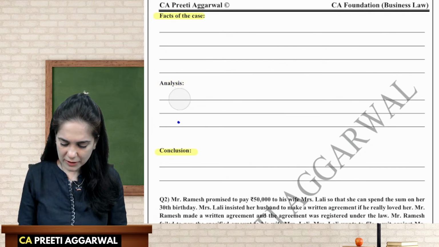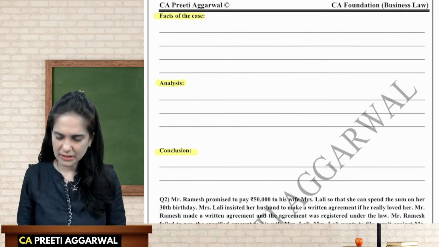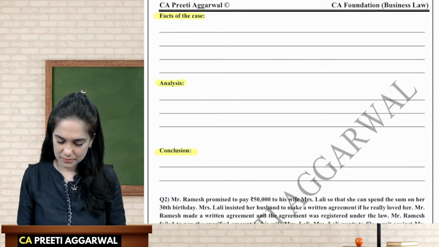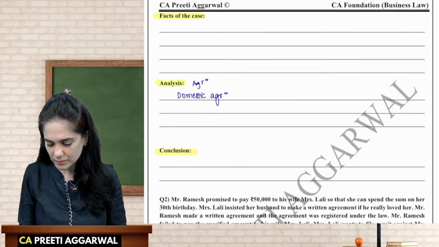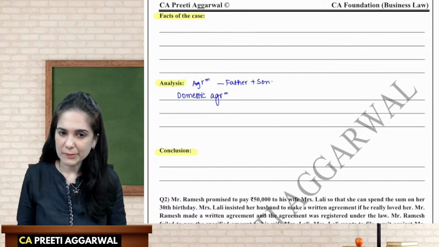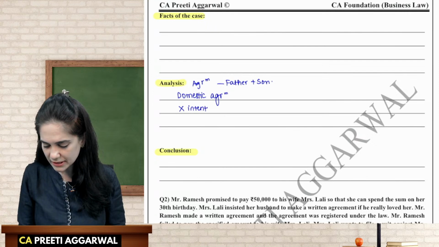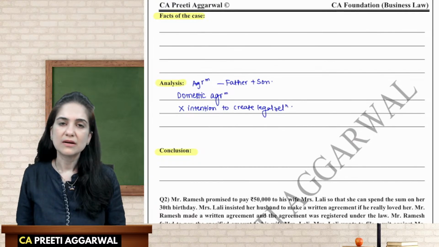Analysis. What all will you write in analysis? Let's see if you are able to identify it properly. What will you write in analysis? On what points will you stress? This is a domestic agreement. Okay? Agreement between father and son is a domestic agreement. In case of domestic agreement, there is no intention to create legal relationship.